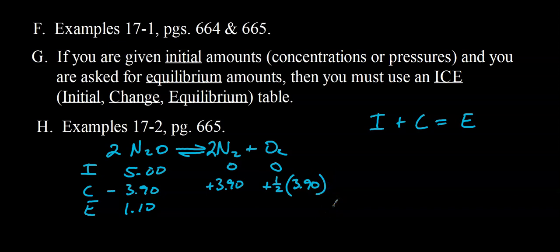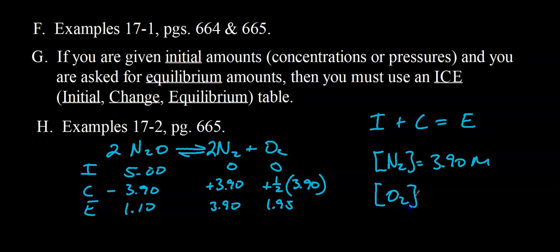So I'm going to write it like this initially. The book has it as the actual value there, 1.95 molar, which is fine. Actually shows a little of both. And then we can use I plus C equals E to get our equilibrium concentrations. So 3.90 molar for the N2 and 1.95 molar for the O2. Now, if you're asked to give the equilibrium concentrations, I'm going to ask that you take those numbers out of the ICE table and write your answers off to the side. So for example, equilibrium concentration of nitrogen, 3.90 molar, equilibrium concentration of oxygen, 1.95 molar.